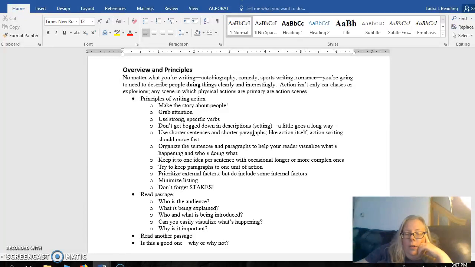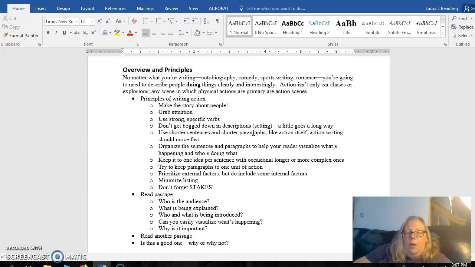Ideally, you want shorter paragraphs that focus on one unit of action, or what one particular character is doing or experiencing, and then another paragraph when you switch perspective to something else happening or some other character. So organization is absolutely critical here to keep things clear. Try to keep it to one idea per sentence with an occasional longer or more complex sentence. Try to keep paragraphs to one unit of action.